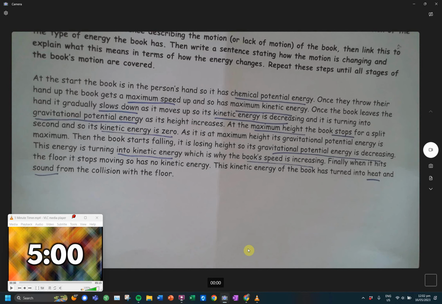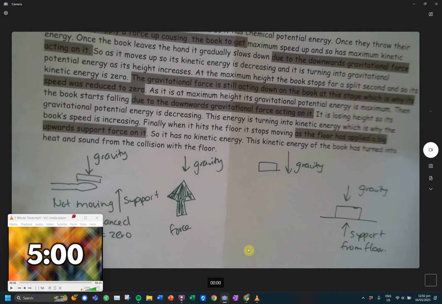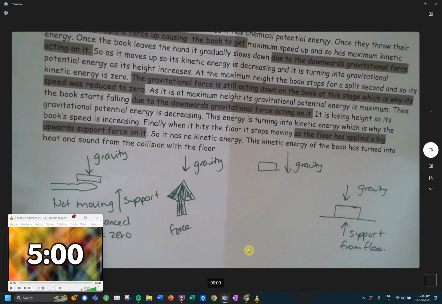Forgot my phone. All right, if you want to get an excellence then, you need to integrate information about the forces and how that influences the energy.